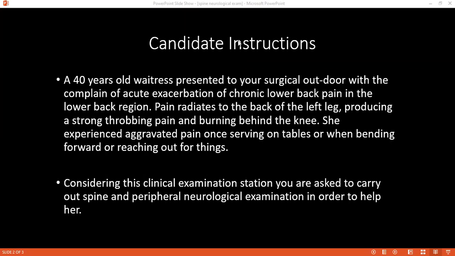Then I will do a Schober test. What will be the patient's condition? Would the patient be standing or sitting or lying down? And how much exposure would you ask for? Tell me everything, please.